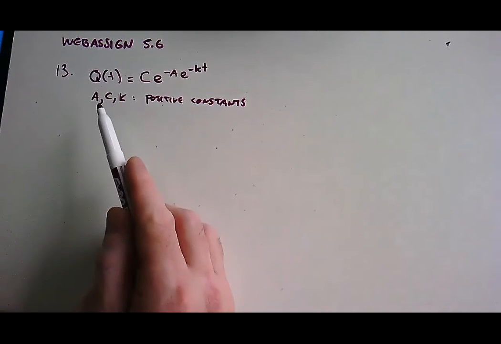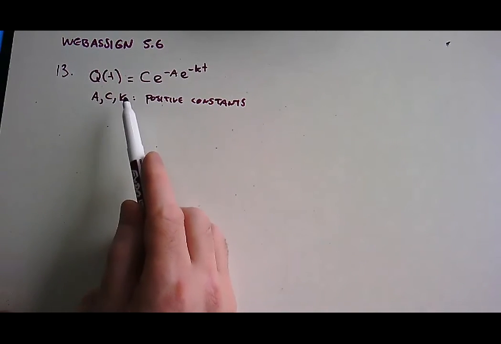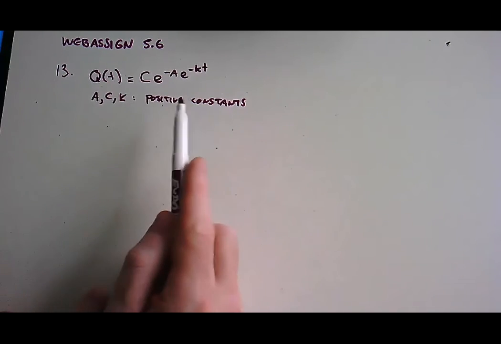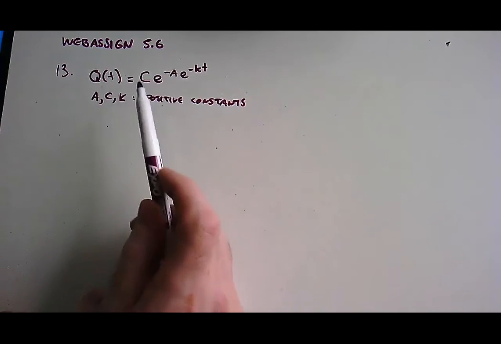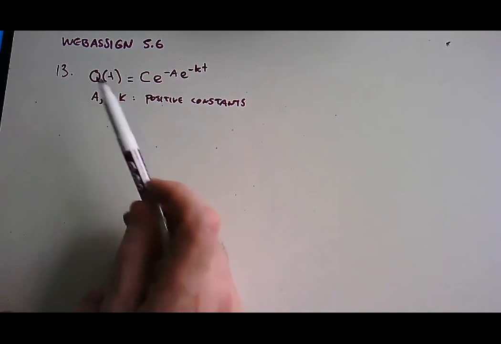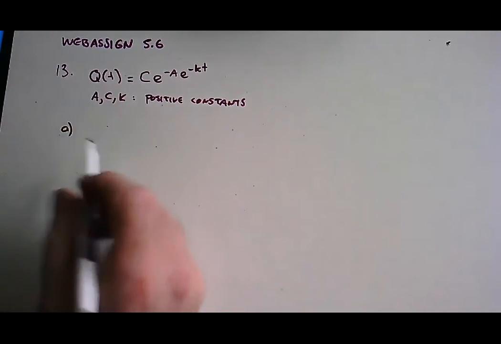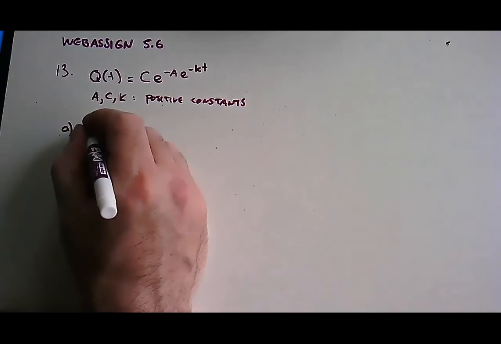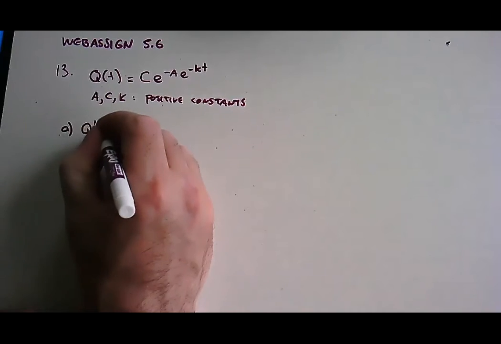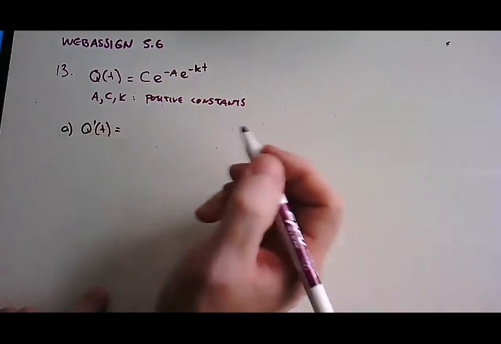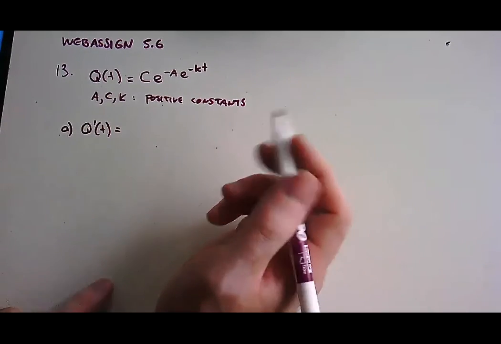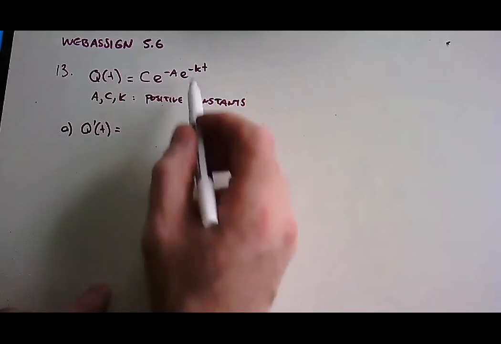One important thing to note here is that a, c, and k are all positive constants, so we can use constant multiple rules on them for some of the differentiation that we're going to have to do here. So part A asks us when this function is increasing or decreasing, and that will be determined by q prime of t, the derivative, and we're looking to see when that's positive and when it's negative. So we just have to be really careful here.